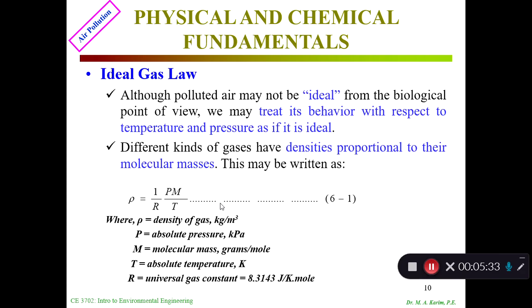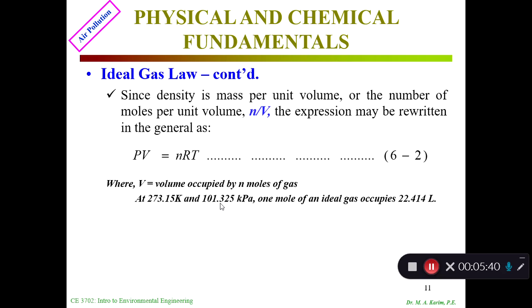I'm not going to spend a lot of time on that because you guys have seen those in physics, chemistry and other classes. So here is PV, pressure and volume, equal to nRT. N is the number of moles of gas, R is the universal gas constant, T is the temperature in Kelvin.